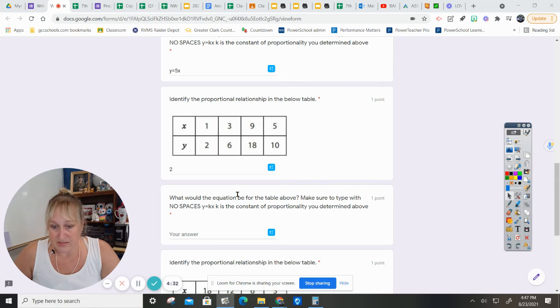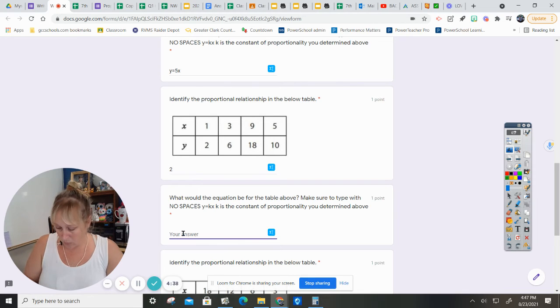Now again, it needs us to write this, and we're just substituting in and filling in y equals, where the k is this 2. The k is that constant of proportionality, the proportional relationship. It's that 2. It's the relationship between the two numbers, which is 2 times x.